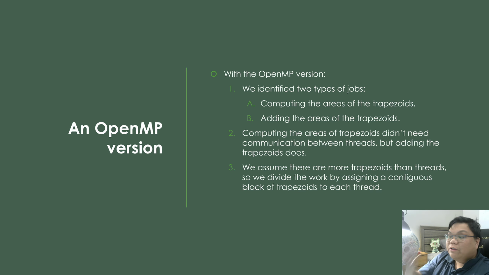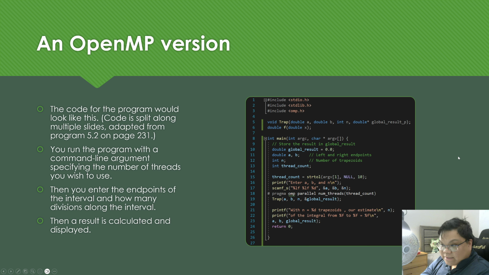add each one to the global sum, because we're going to have a global sum like what we did with the pi estimating program. So the code for that would look something like this. We have a trap function, which takes in 4 things: A, B, and N. A and B are the endpoints for which we are finding the area. N is the number of trapezoids, and global result, that's going to be a pointer to the global result.